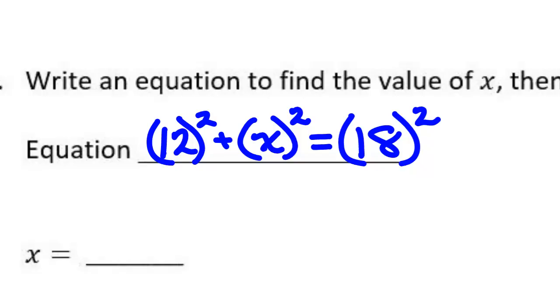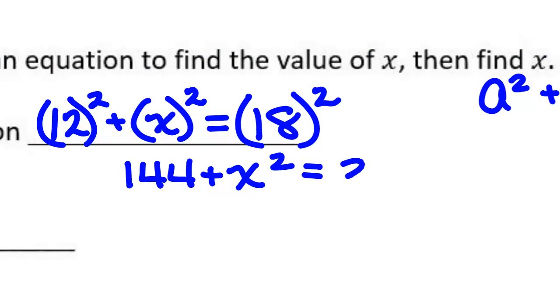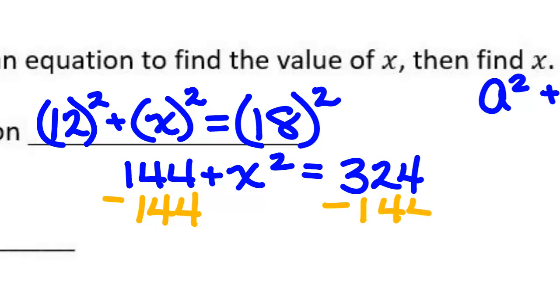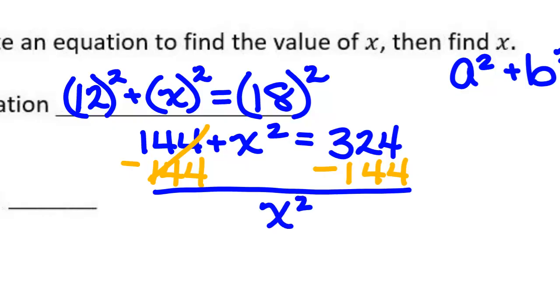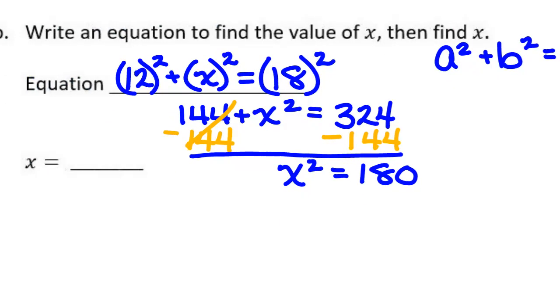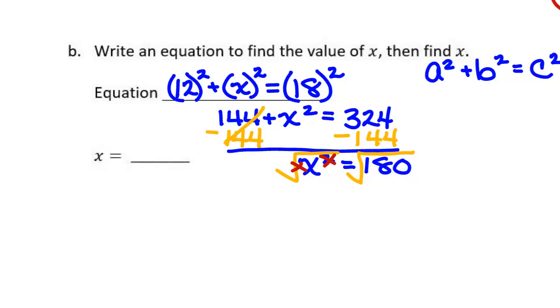What is 12 squared? 144 plus x squared equals, what is 18 squared? 324. So then we subtract 144 from both sides. What is 324 minus 144? 180. X squared equals 180. Now what? Square root. If you do it to one side, you've got to do it to the other side. The squared and square root cancel each other out over on the left. And what is the square root of 180?